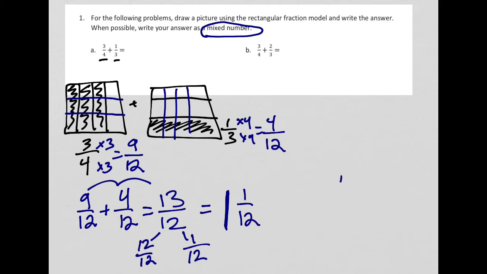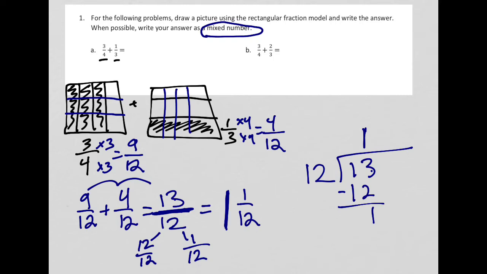Remember that you can also do it with just division and say 13 divided by 12, because every time you see this fraction bar here, you should think division. So 13/12 is the same thing as 13 divided by 12. So 13 divided by 12, 12 goes into 13 one time. And we get 1 as our remainder, so it's 1 and 1/12.